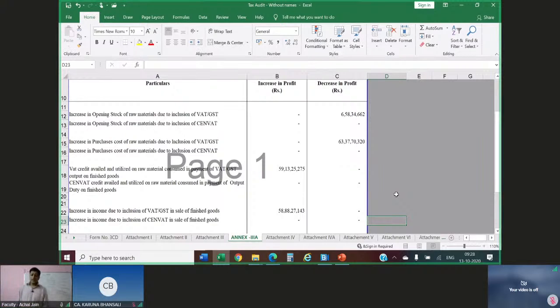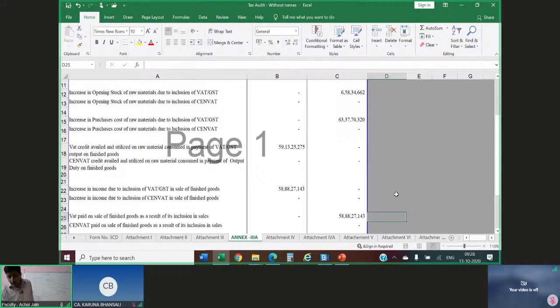Then increase in opening stock of raw material due to inclusion of SENVAT, if any. Then it says increase in purchase cost of raw material due to inclusion of VAT or GST. So after including them, what is going to be the number? Because GST is something for which the entity would have considered input credit. So this would not have got included in the cost of purchases in the closing stock. That would have been excluded, these numbers. But now after including this, what is going to be the number?